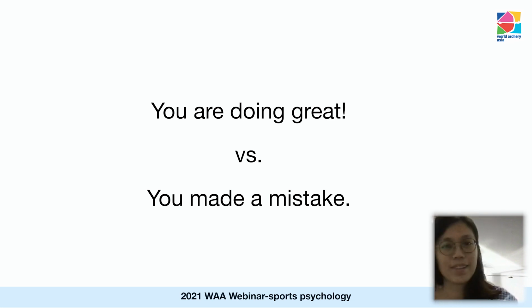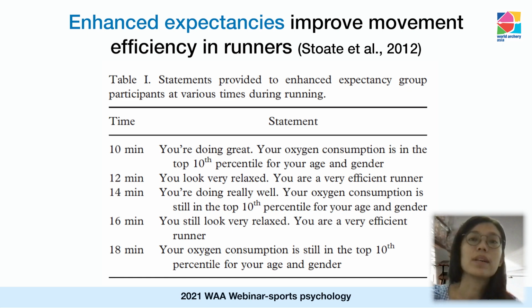It's more like, oh, you are doing great, good job. Or, no, you made a mistake. This part is wrong. And let's see whether they are different. So in this study, very skilled runners were invited to the lab to run on a treadmill based on 75 of their best performance.